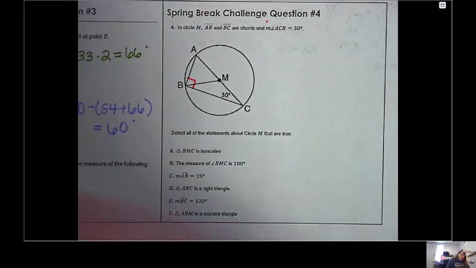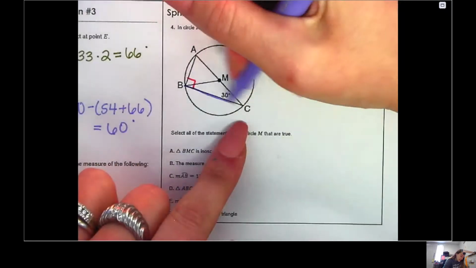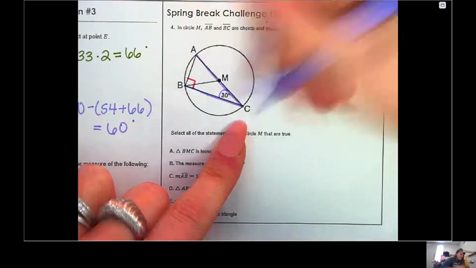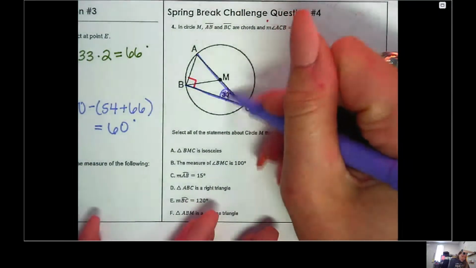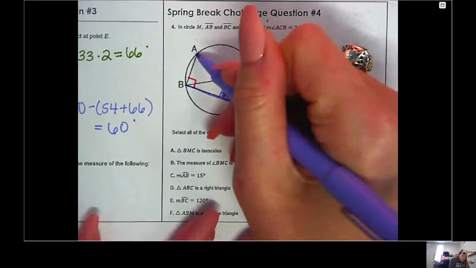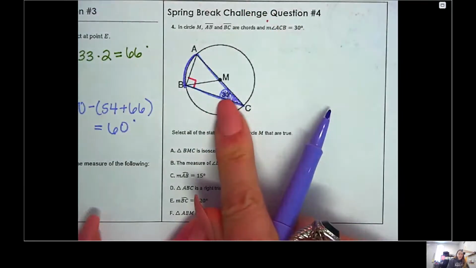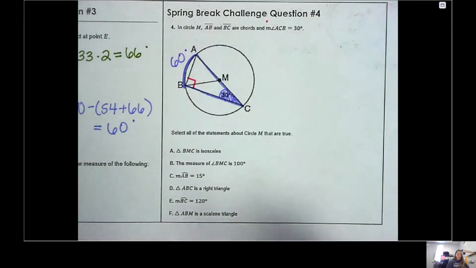Now, I see angle C is 30, and I see that it comes to the edge of the circle here, which means that this is an inscribed angle. So because I know that, I say, okay, if this is 30, then I can figure out arc AB right here by taking that number and doubling it. So 30 times 2 gives me that arc AB is 60 degrees.